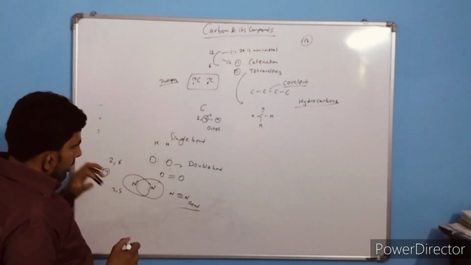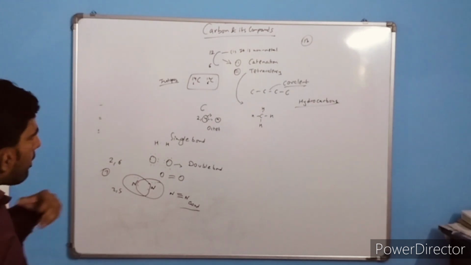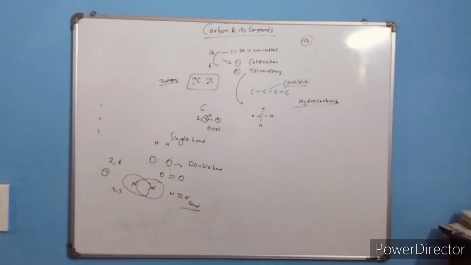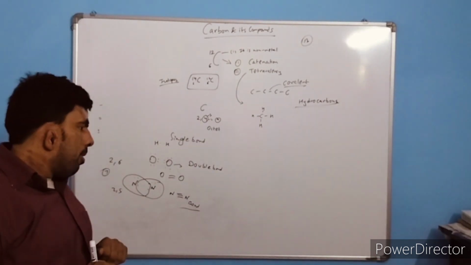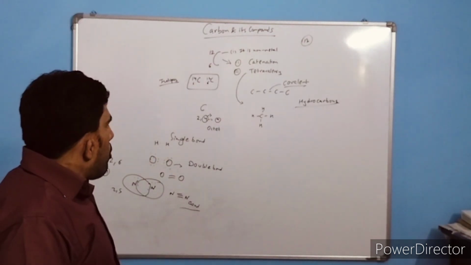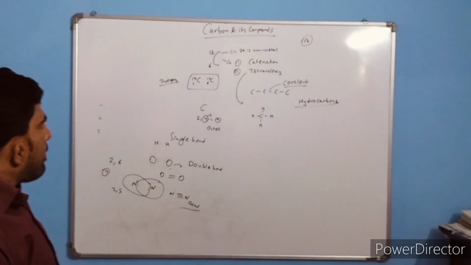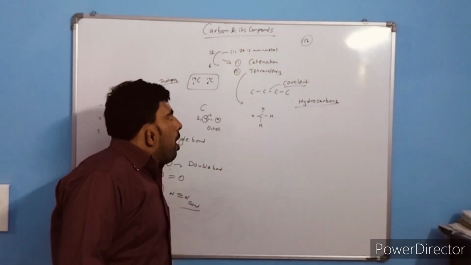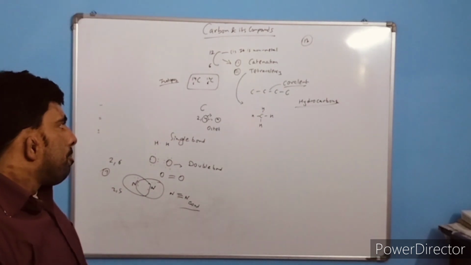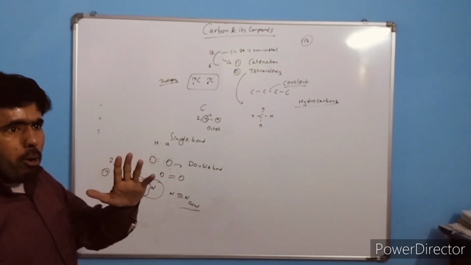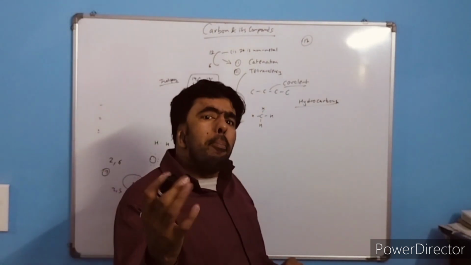It's a triple bond. When they are sharing 2 electrons each, it is a double bond. When they are sharing 1 electron each, it's a single bond. So that is how bonds are divided according to the distribution, the sharing of electrons. Okay. So now, let's move to the hydrocarbons. Hydrocarbons are divided according to this only: single bond, double bond, triple bond.